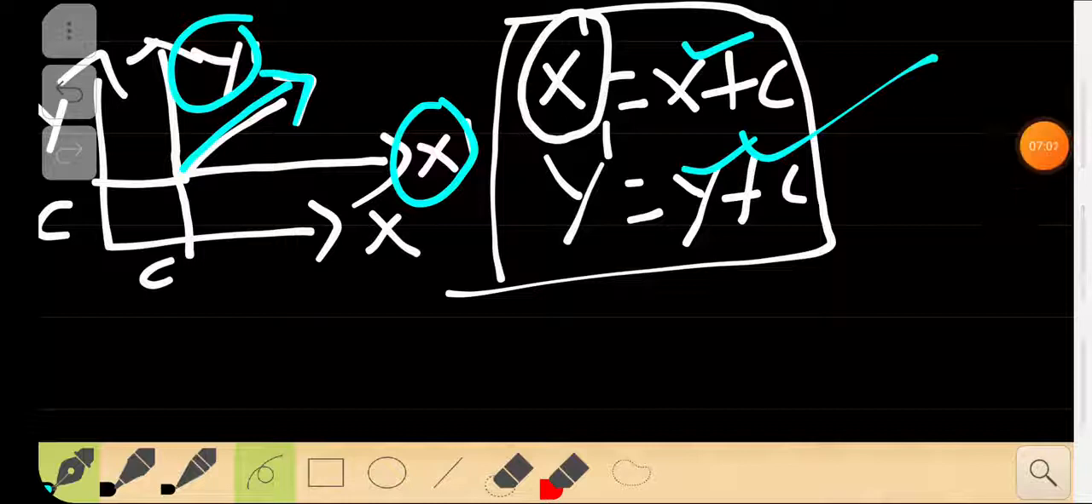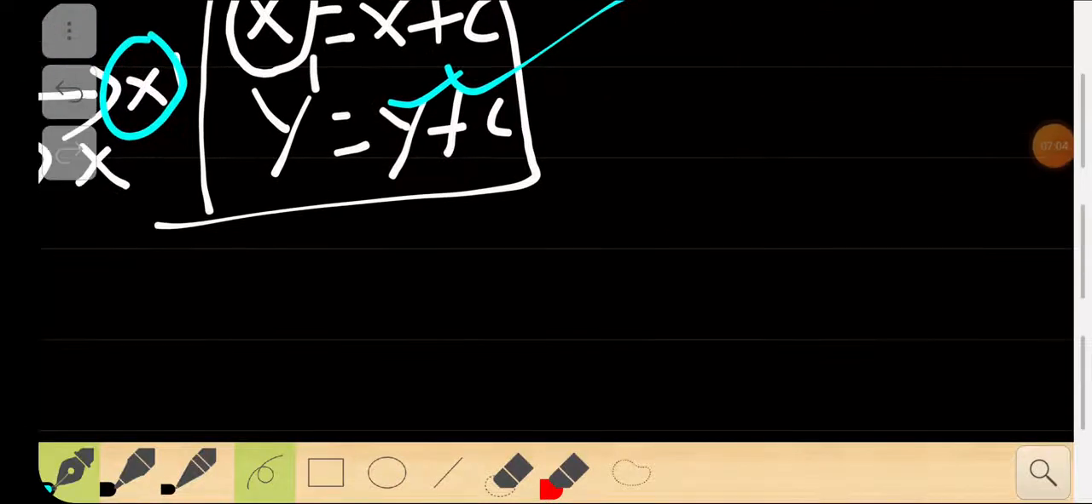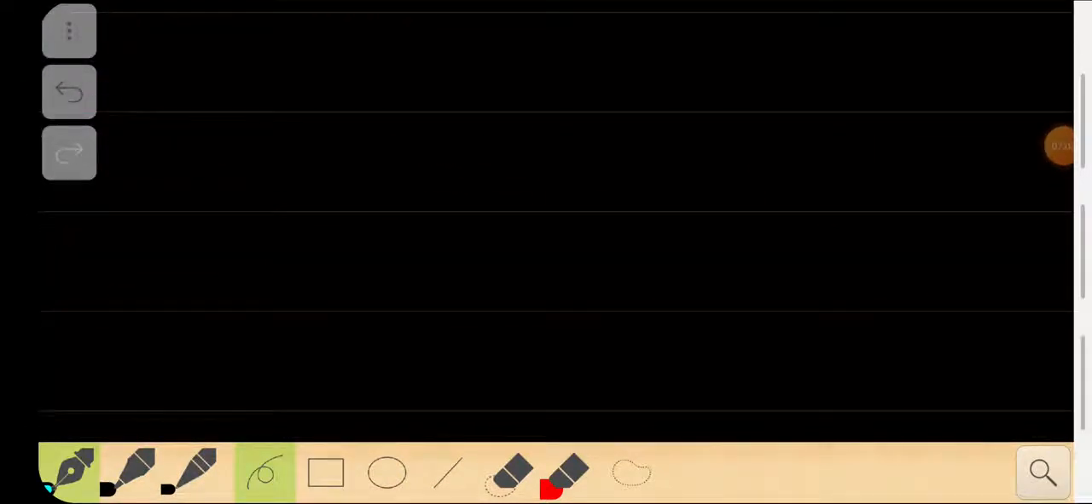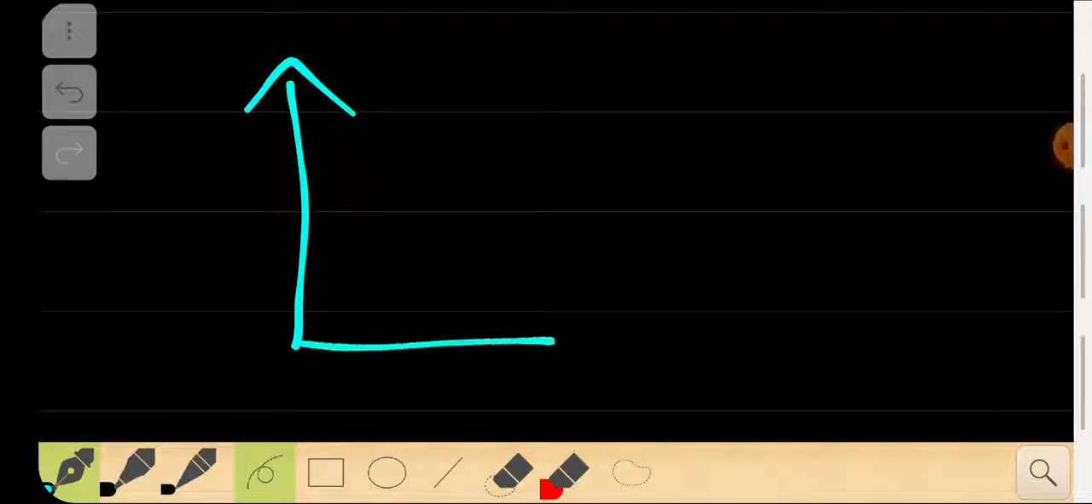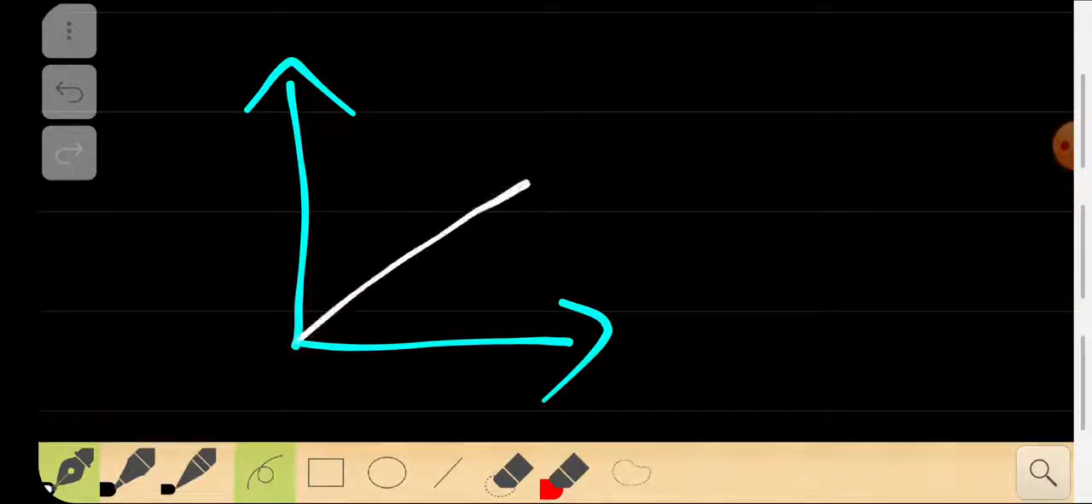Okay, now what happens if this was the earlier coordinate system, and the new coordinate system is something like this?